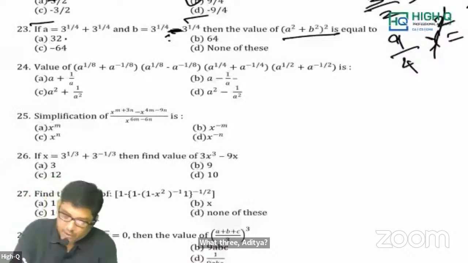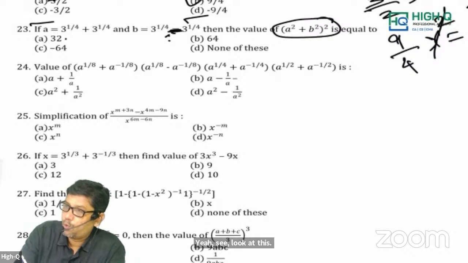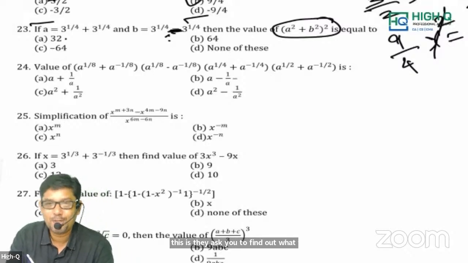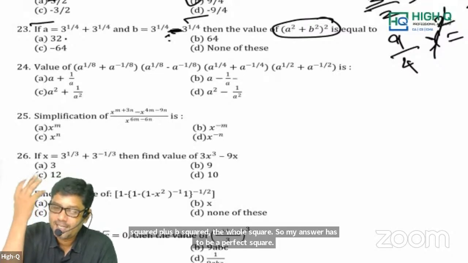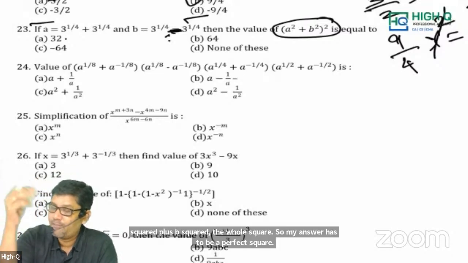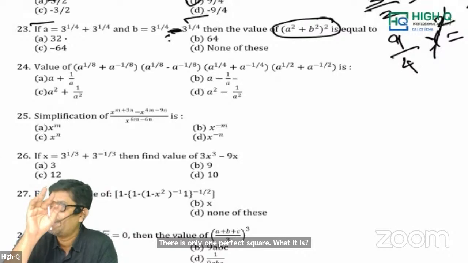Yeah. See, look at this. They ask you to find out what? A square plus b square, the whole square. So my answer has to be a perfect square. Yes, Dharnesh, you're right. My answer has to be a perfect square. There is only one perfect square. What it is? Can we take the risk or not?